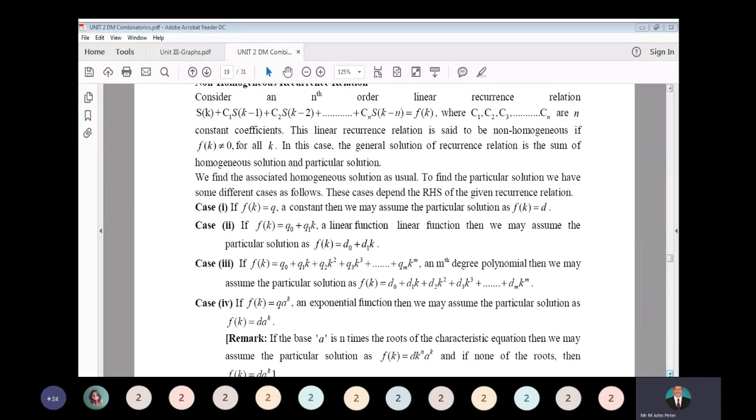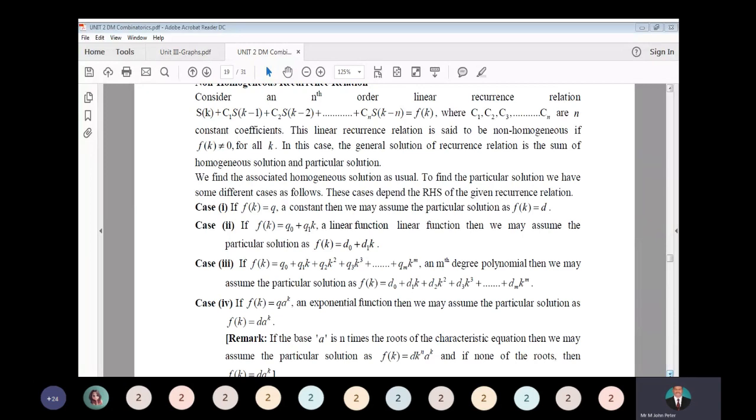As an mth degree polynomial, then we may assume the particular solution f of k is equal to d0 plus d1k plus d2k square plus d3k cube plus and so on up to dm k power m. So if the given function is a polynomial, the assumed solution is also a polynomial using the constants d0, d1, d2, d3. So you may get at the maximum power 2 or power 3, not more than that.